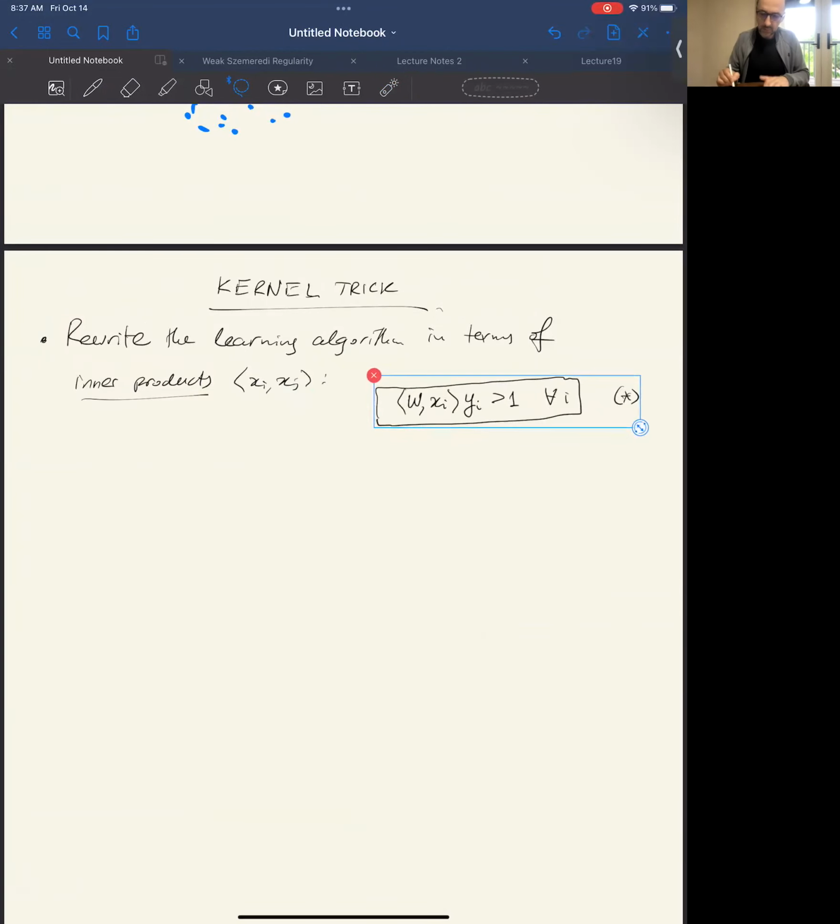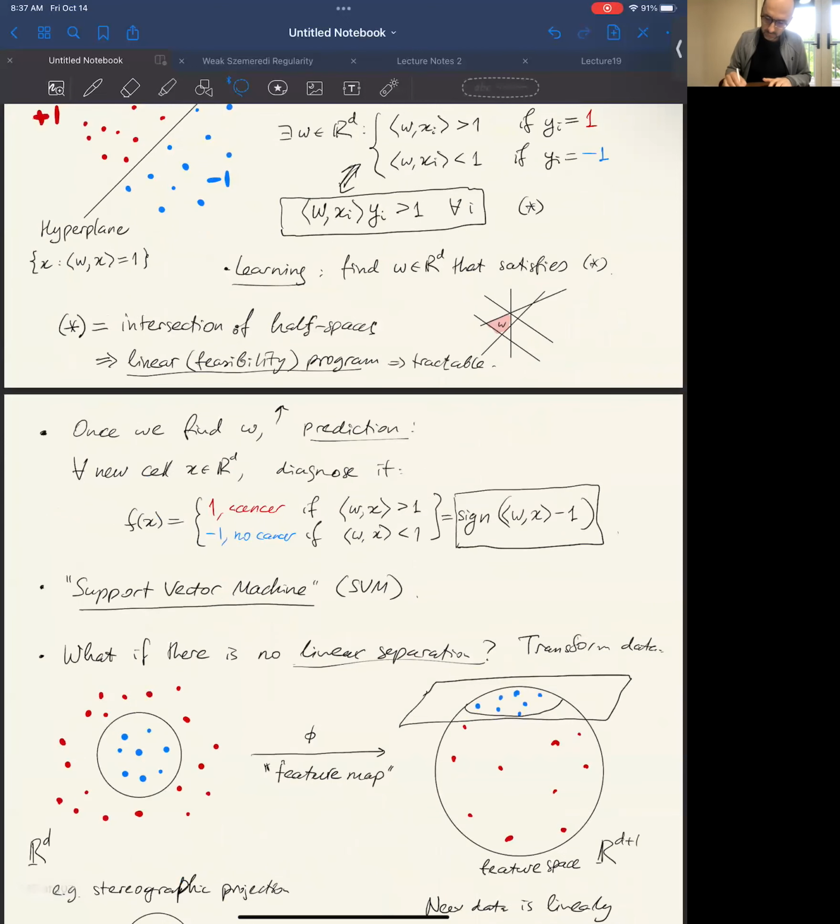Paste. This is the algorithm, and this is the prediction. Let me get to the prediction. And the prediction is this.